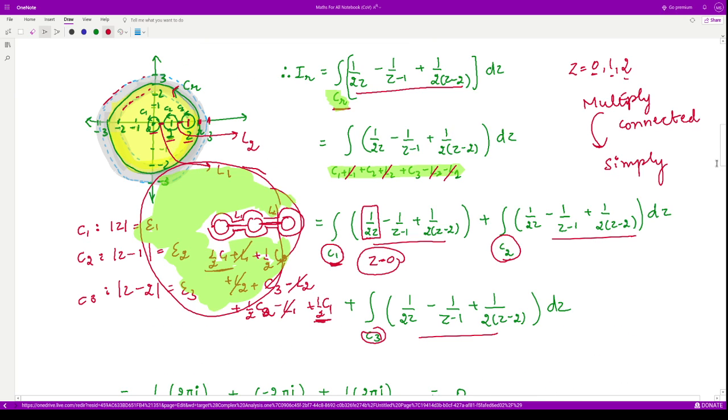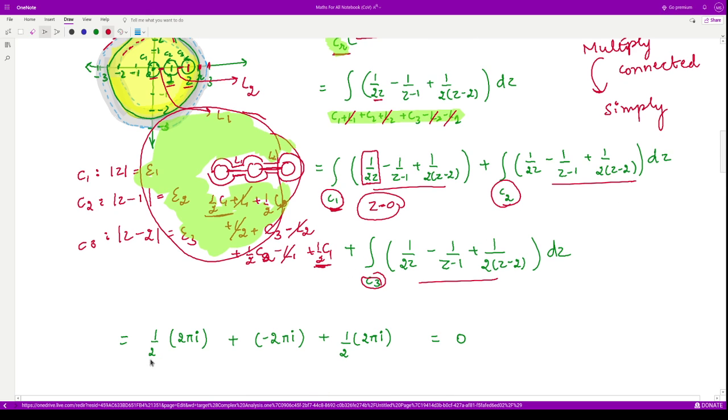So let us substitute this value over here. So its integration would be 1 by 2, into, 1 by 2 was outside, into 2 pi iota. And then we have to perform the integration of these two terms.